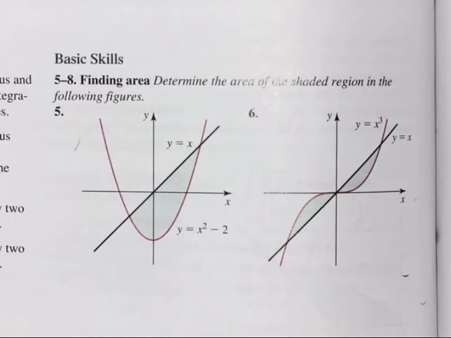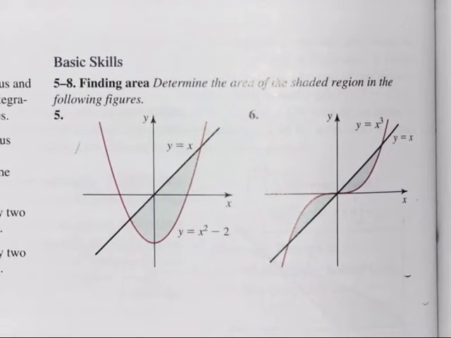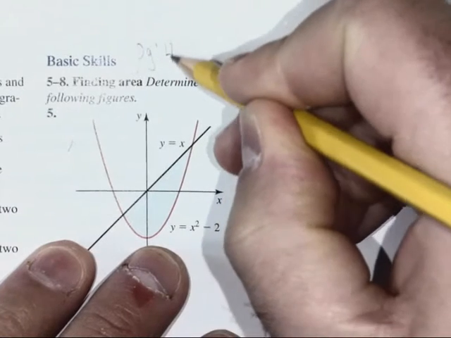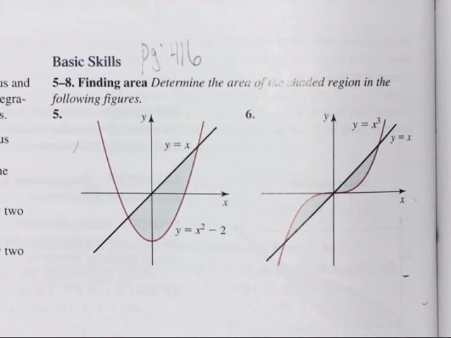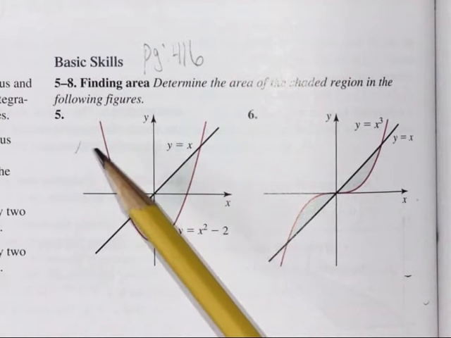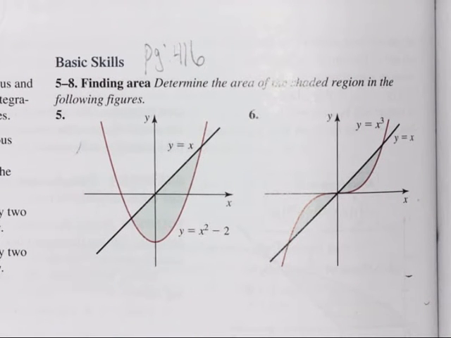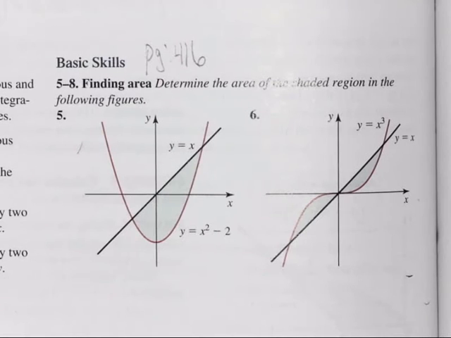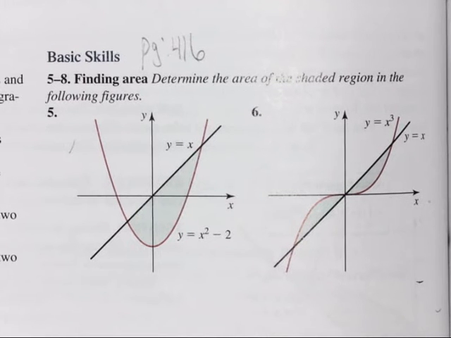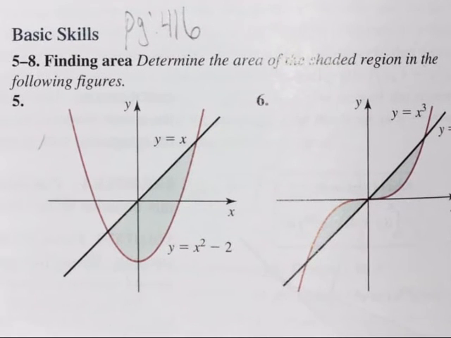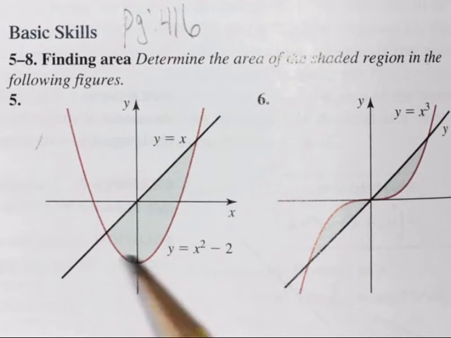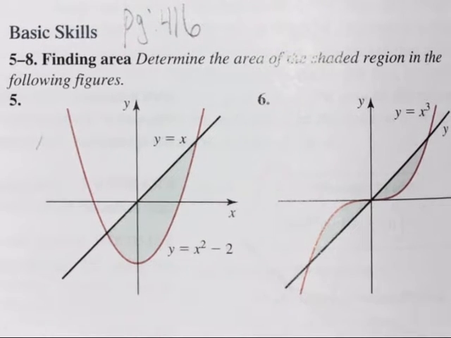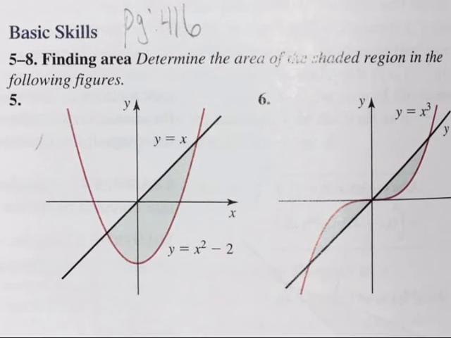Let's look at number 5, and I am on page 416 now. That way you can kind of follow in the book. Alright, so notice I've got two curves, and the book does a good job of color coding this, so that I have the black line as being the line y equals x. Let me zoom in a little bit more here. And the bottom curve being x squared minus 2. And that's in red. And so we want to find the area between those two.